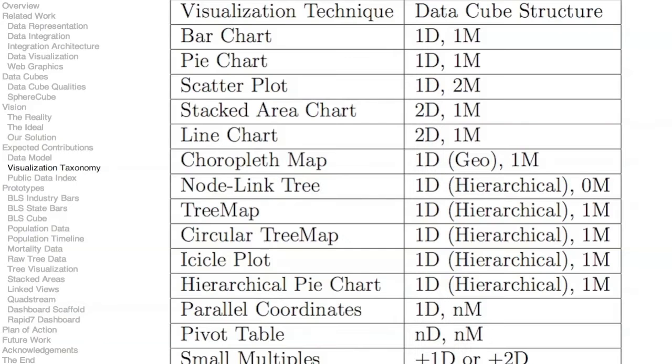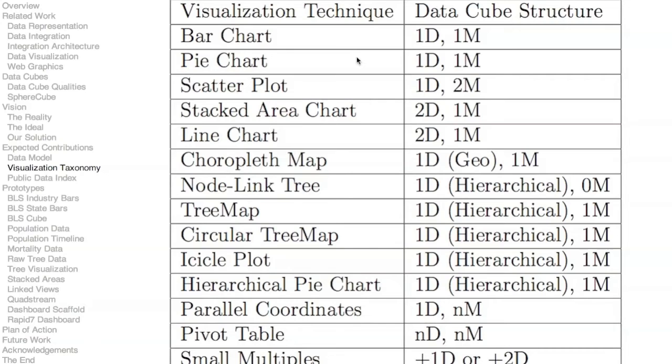Another part of the expected contributions is a taxonomy of visualization techniques based on the data cube structure that they're capable of representing. This is a first pass at it. Bar charts and pie charts represent data cubes that are one dimension and one measure. Scatter plots represent one dimension and two measures. That one dimension defines what each point is, and the two measures are the x and y axes. This is just a first stab. It's not perfect, and it's just out of my head.